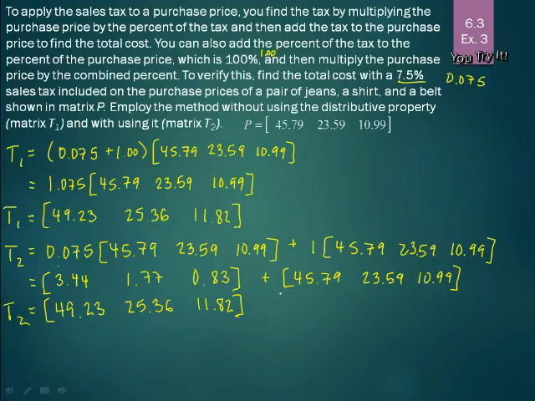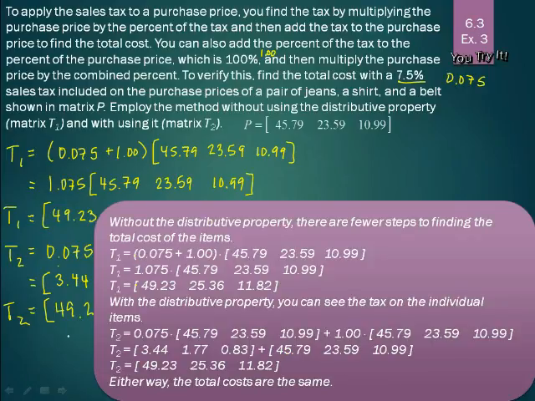So it doesn't matter which way you do it, but the second way, we just actually saw what the actual tax was, and then added it. We just had one extra step there. And so let's go ahead and summarize our answer. Without the distributive property, there are fewer steps to finding the total cost of the items.